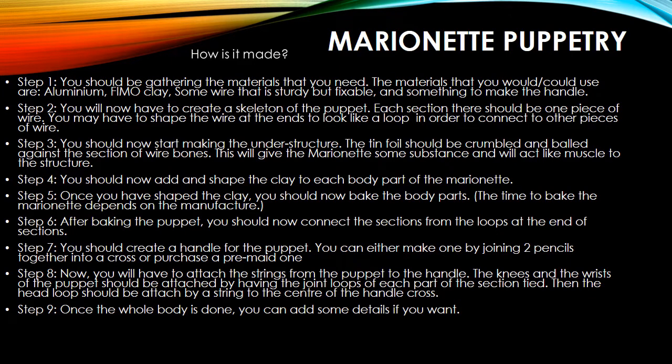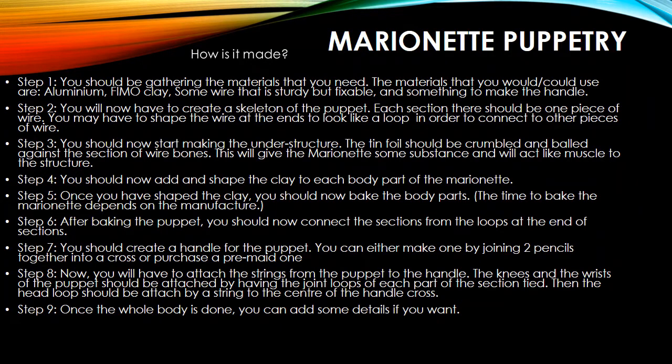Step two, you would have to create the skeleton of the puppet, where each section should be one piece of wire. You may have to shape the wire at the ends to make it look like a loop in order to connect the other pieces of the wire. Step three, you should start making the understructure. The tin foil should be crumpled and balled against the section of the wire bones. This will give the marionette some substance, and it will act like a muscle to the structure.